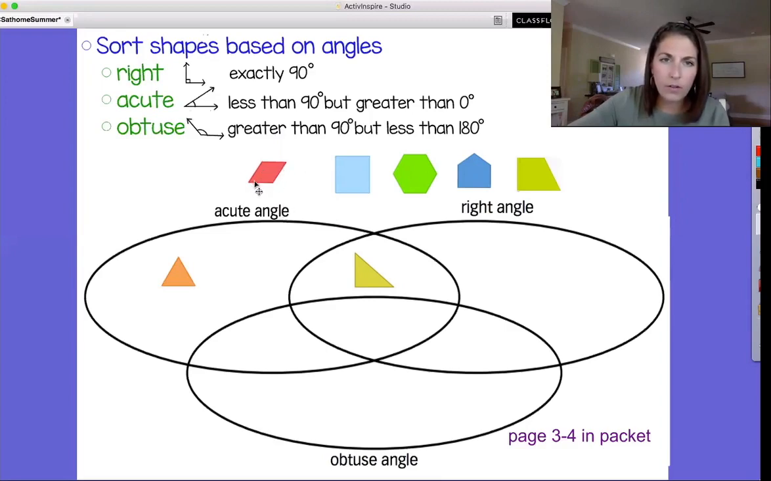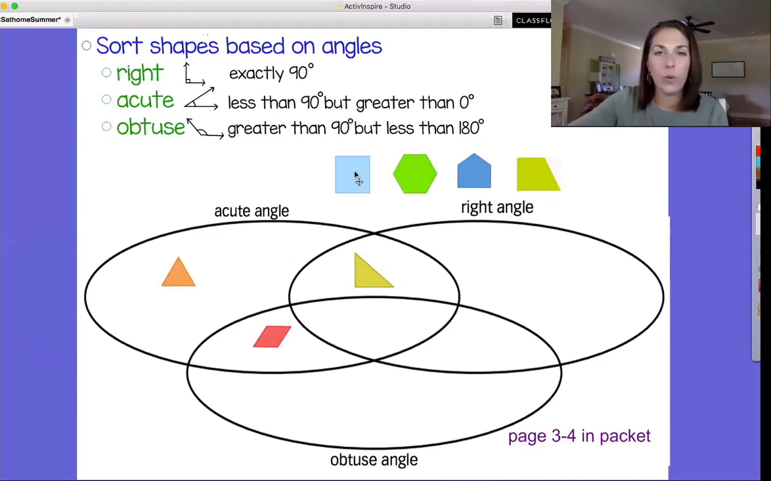Two of those angles are acute, and two of those angles are obtuse. They're going to measure greater than our just right angles. So let's place this between acute and obtuse because it's going to have both acute and obtuse angles.